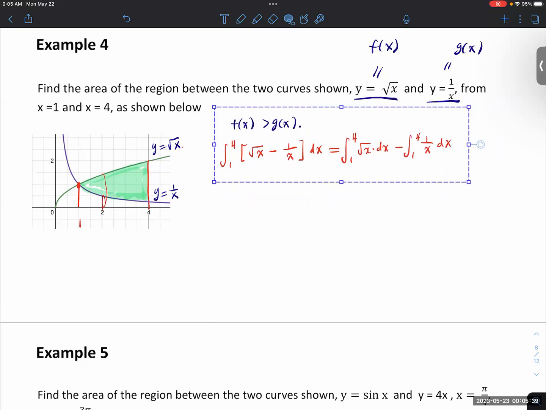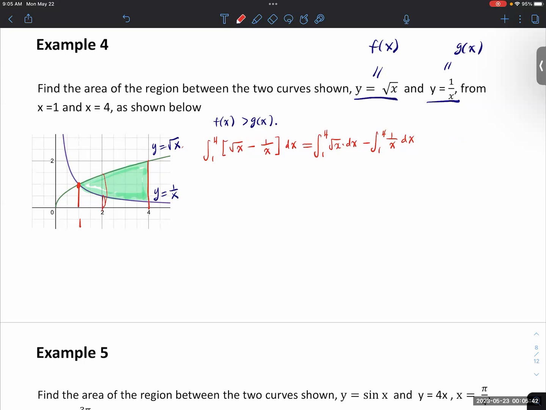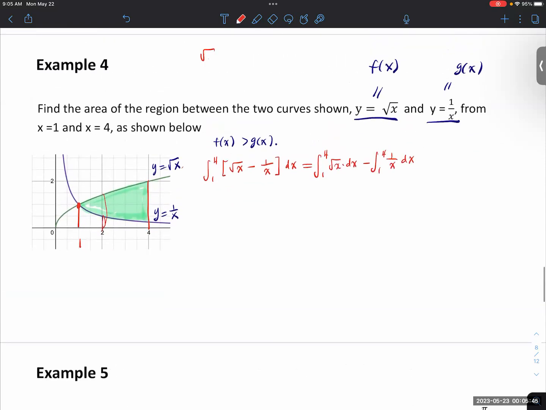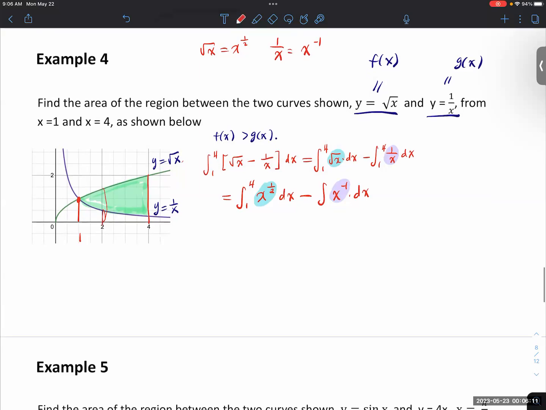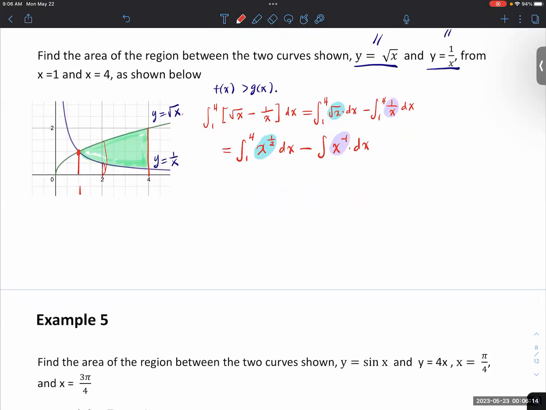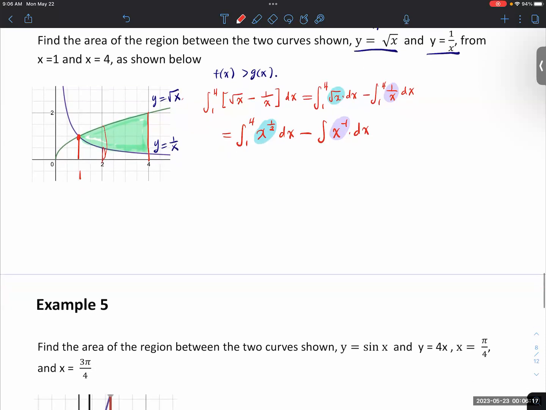Good. So now we are going to take the integral. We know what the radical means, half exponent, isn't it? So therefore, from 1 to 4, x to the half exponent minus, and 1 over x is x to the negative exponent. I'm going to change it that way. The radical x is x to the one half exponent, and 1 over x is x to the negative 1. So I'm just changing it to the exponent. Now it's better to take the integral, right? So what happened?